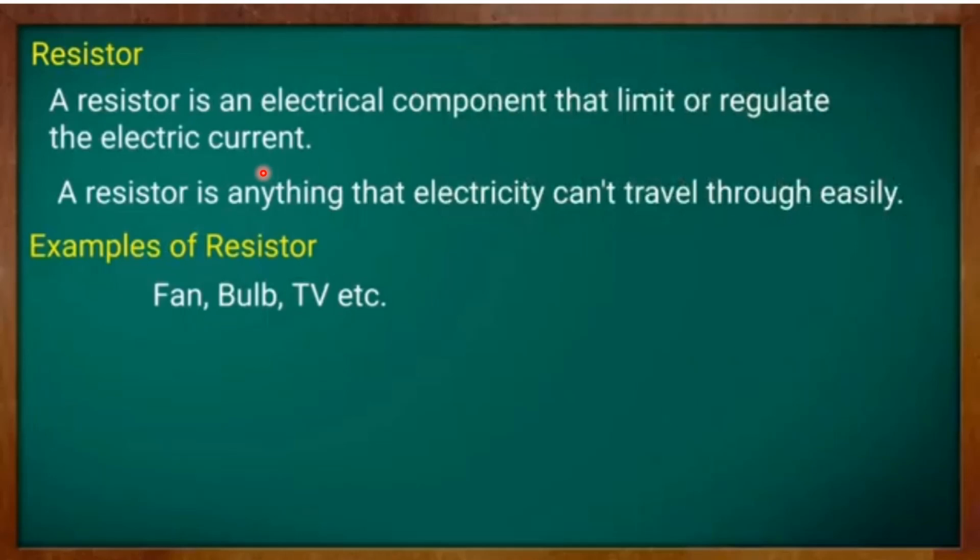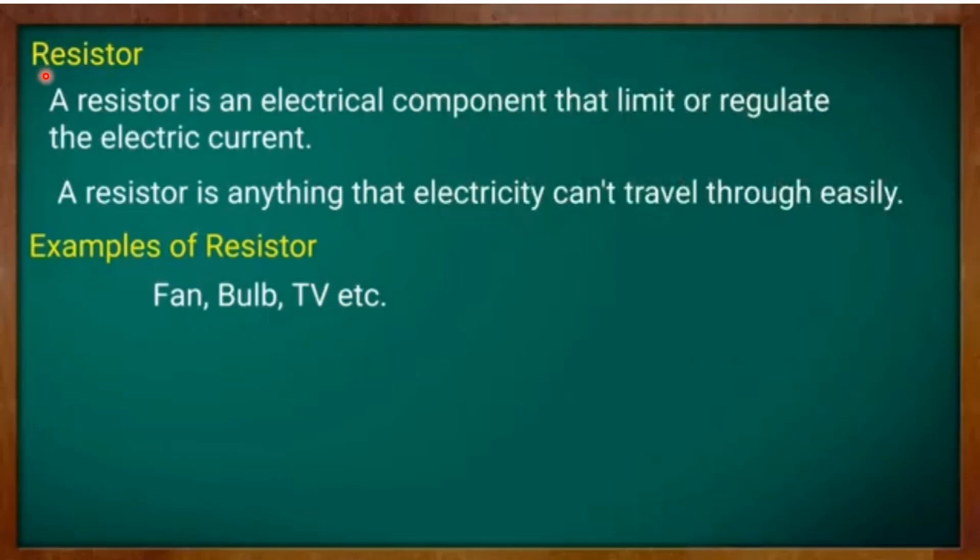So, a resistor is anything which is not allowing the electricity to pass through it easily. I can say, though the electricity is passing through the resistor, the flow of electricity is not so easy, because the resistor is offering resistance to the flow of current. Examples of a resistor are a fan, bulb, TV, etc. Whatever electrical appliances you are using are all examples of resistors, children.